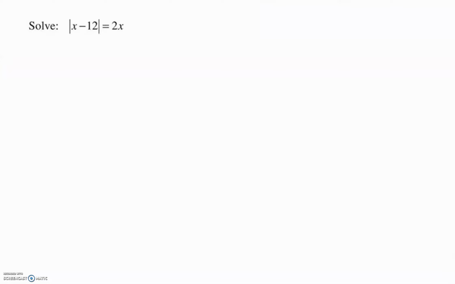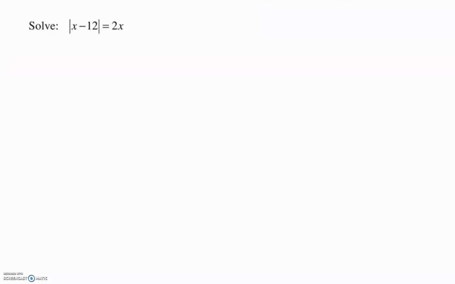Here's another example of solving an absolute value equation. Here we have the equation, the absolute value of x minus 12 equals 2x. The first step in solving any absolute value equation, remember, is to get the absolute value on one side. And we have that, so that's done.